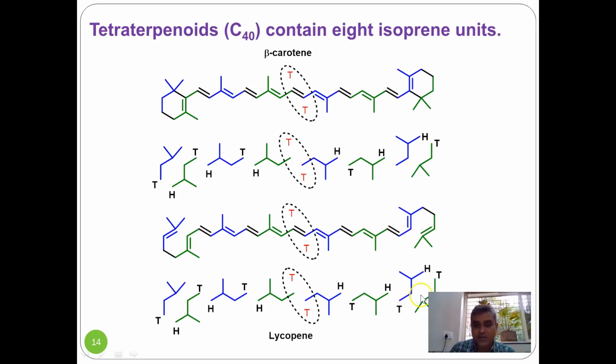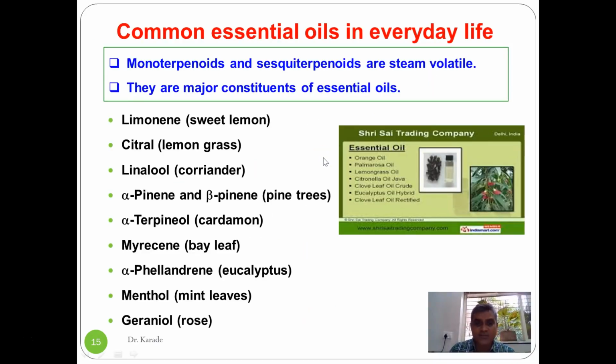Again here head to tail linkage is observed, but at the central portion of the molecule there is a tail to tail linkage. So in this way we have seen that terpenes are made up of isoprene units, and they are joined through head to tail linkages. Let us see its utility, where they are used.